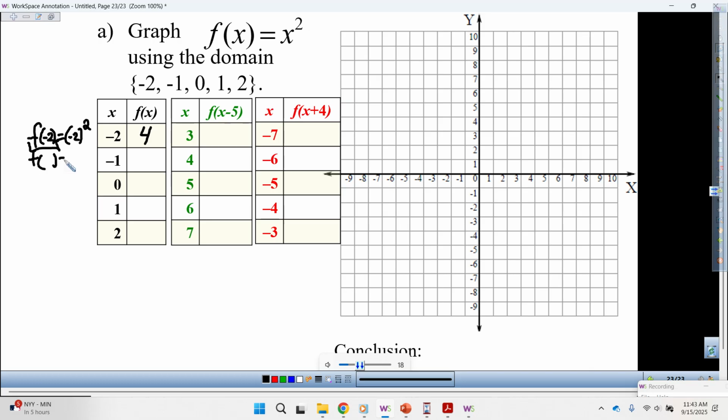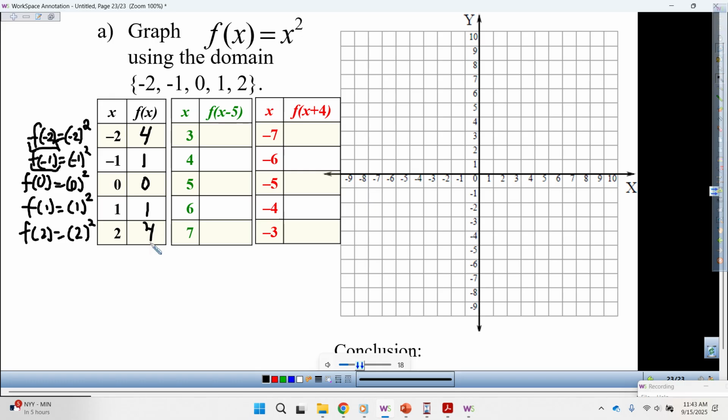Let's do it again. F blank equals blank squared. The next value is -1. Once again, the left side stays the same. It's only a label. So what is -1 times -1? 1. F of 0 equals 0 squared, which is 0. F of 1 equals 1 squared, which is 1. And f of 2 equals 2 squared, which is 4.